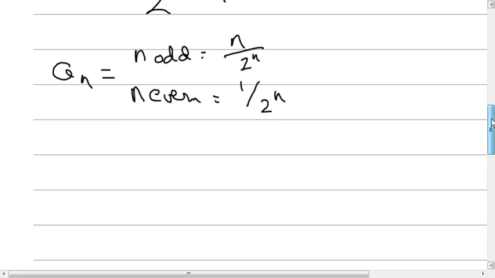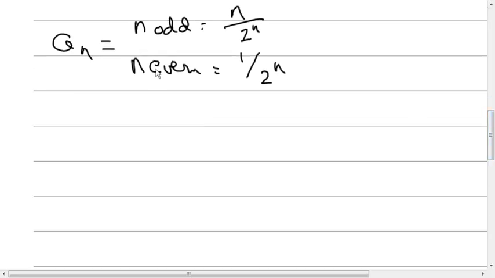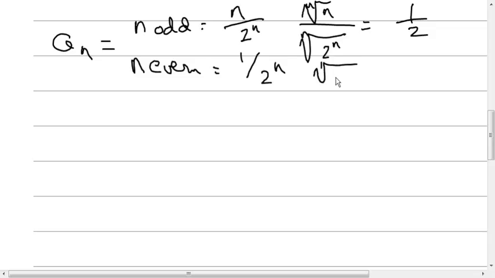Well, let's apply the root test simultaneously to both parts of this. For the first part, if we take the nth root of n over the nth root of 2 to the n, that's simply going to be, in the limit as n goes to infinity, 1/2. And if we take the nth root of 1 over 2 to the n, that in the limit is also equal to 1/2.